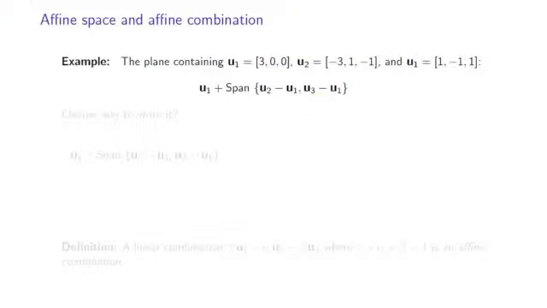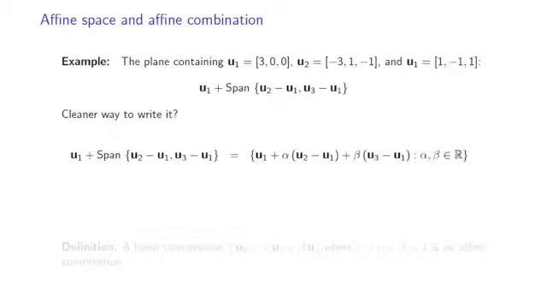Now, we've written the plane containing these 3 points as this sum, u1 plus the span of u2 minus u1 and u3 minus u1. There's a nicer way to write this. Let's rewrite the u1 plus span of u2 minus u1, u3 minus u1. This is the set of all vectors u1 plus alpha times (u2 minus u1) plus beta times (u3 minus u1), where alpha and beta range over all real numbers.